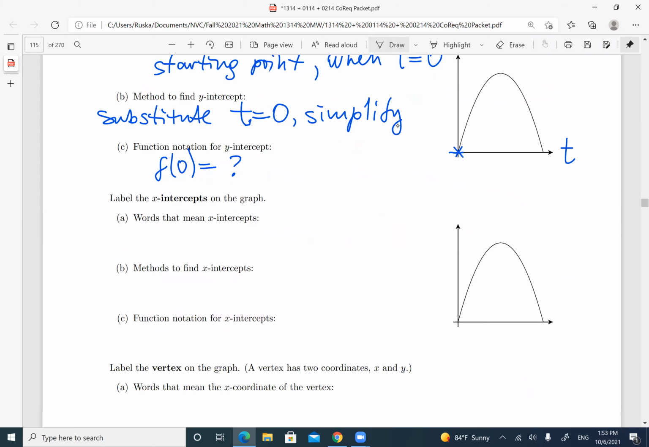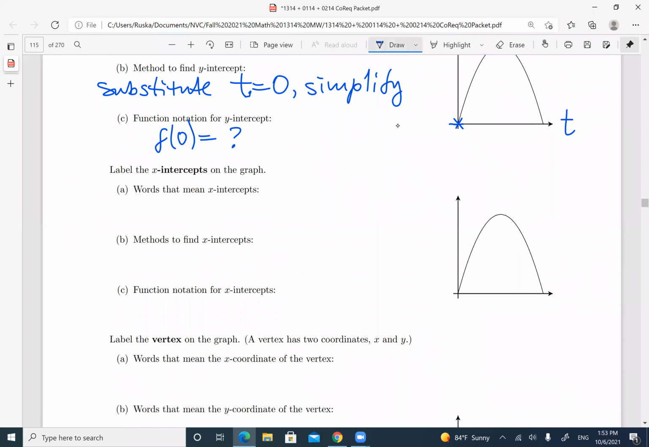Okay, the next one, let's label the x-intercept on the graph. So there are going to be two x-intercepts, right? One is the starting point and the other one is when the ball or the object hits the ground. And again, t is the time. What does the x-intercept mean? Is it the ending point? The ending point, that's right. And it's also when the object hits the ground. Usually that's what they're asking.